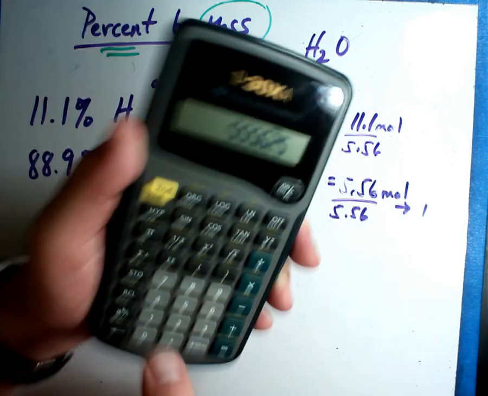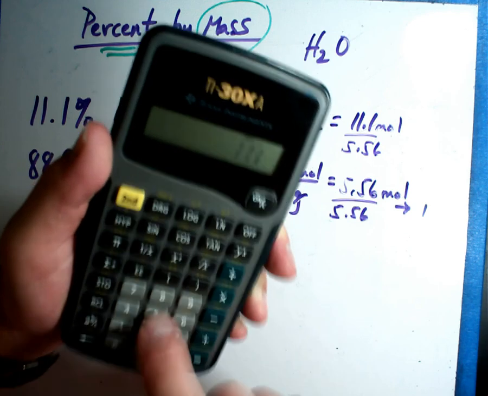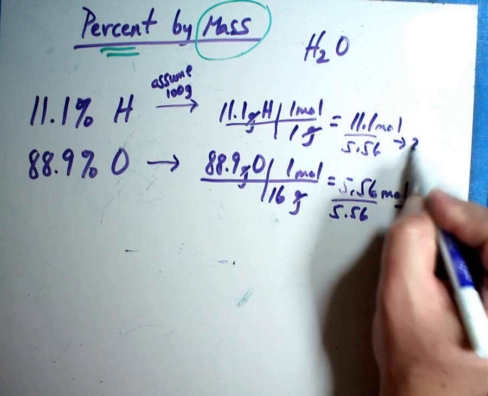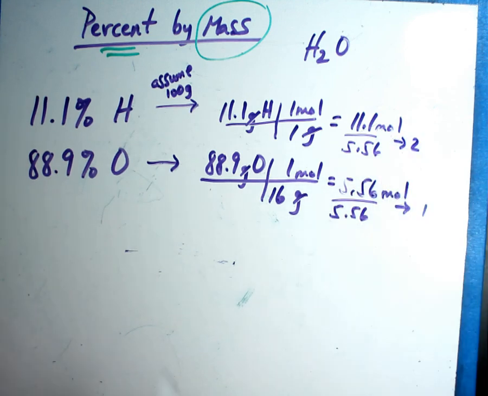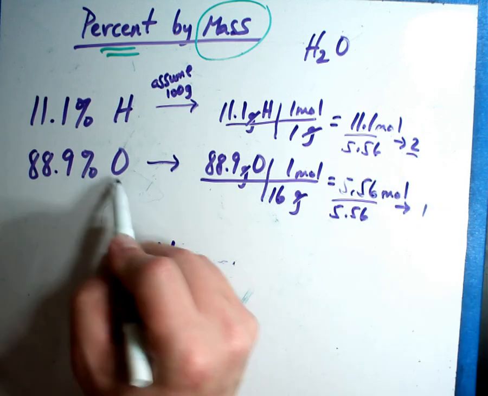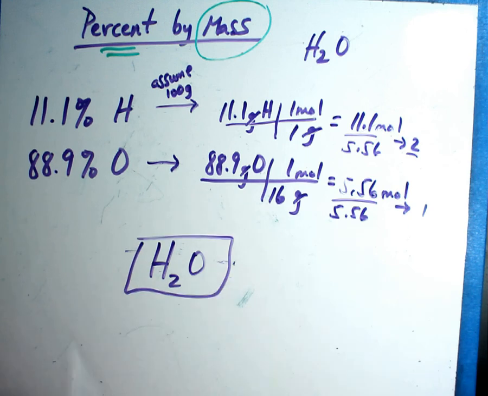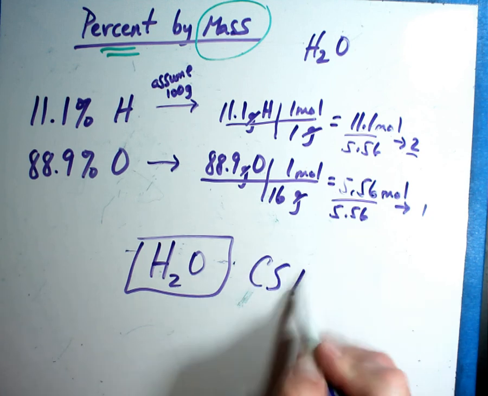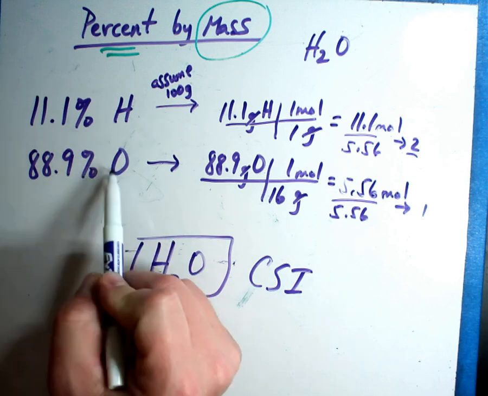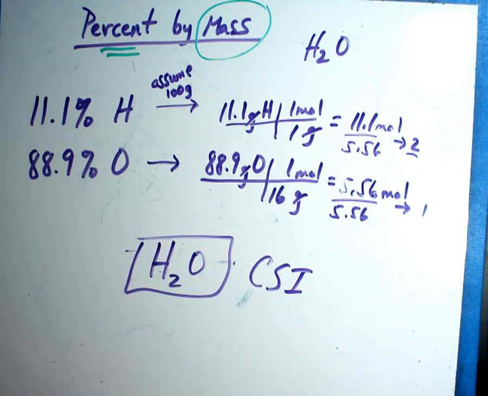So if I take 11.1 divided by 5.56, that is 1.996, which I can tell is a 2. So when I compare this to this, I get a ratio of H, 2 of them, to O, 1 of them. And you will notice I just got the formula back. Taking the percent and figuring out what the unknown substance is. This is real CSI type work. This can be part of the chemistry work of crime scene investigation. Taking the percentage that you got of an unknown substance and getting its formula.